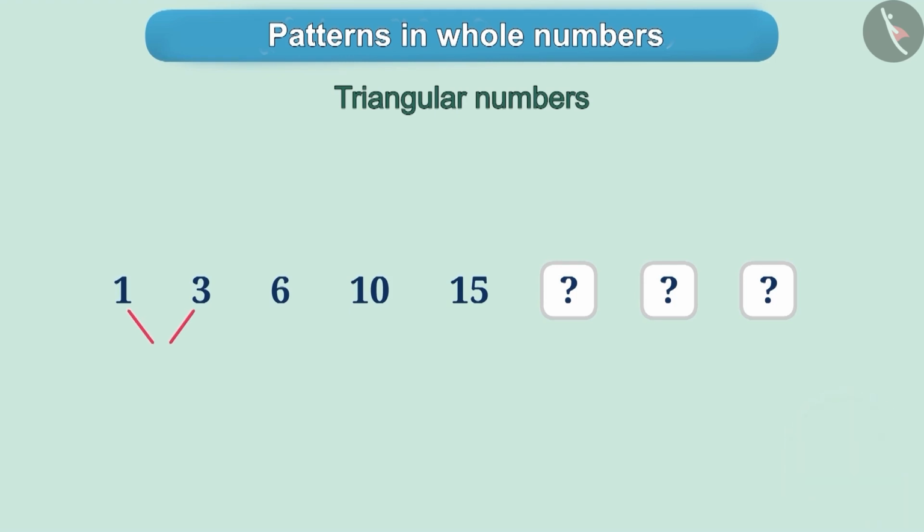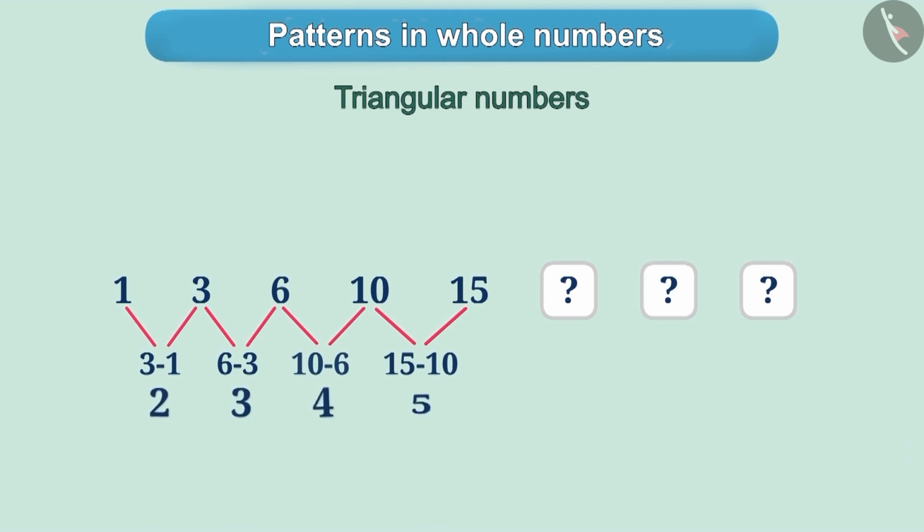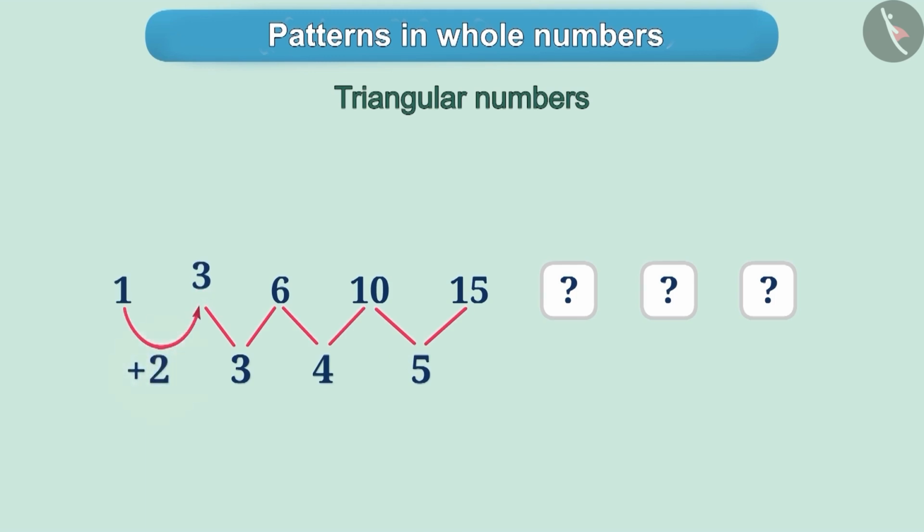It's very easy. If you subtract the previous number from the next number, then you will get this kind of pattern. As you can see, adding 2 to 1 gives 3. Similarly, adding 3 to 3 gives 6. Adding 4 to 6 gives 10. And adding 5 to 10 gives 15.